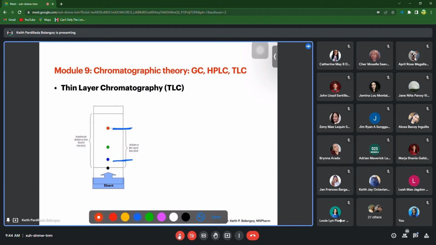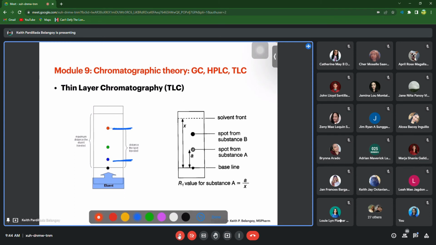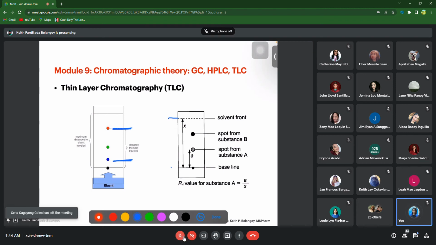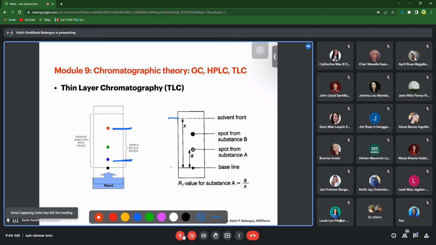So let me get to that. You know already that when you performed your activity, you created a baseline, no? And then your solvent front in here. Okay. And of course, did you also measure? Not, ma'am. No. Wow. So that is now for QC, and that will be for the next group. But let me just give an overview.